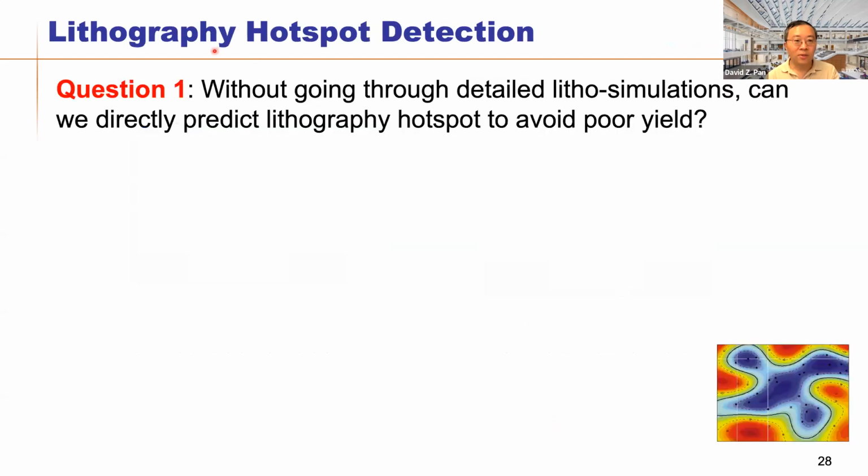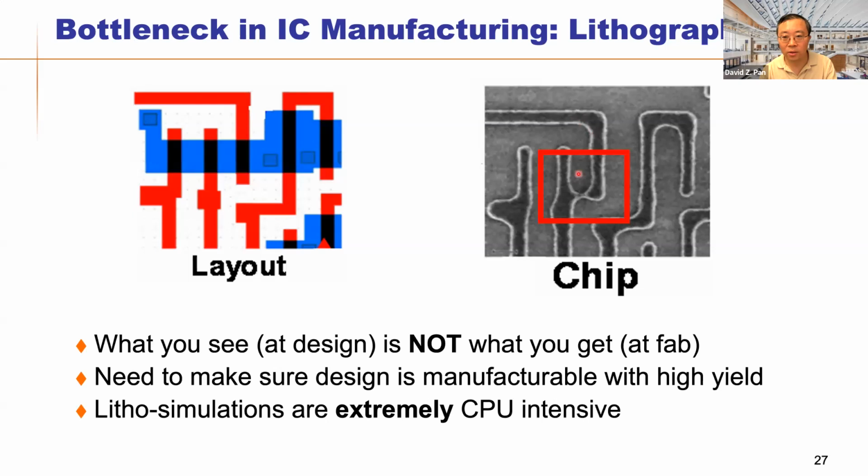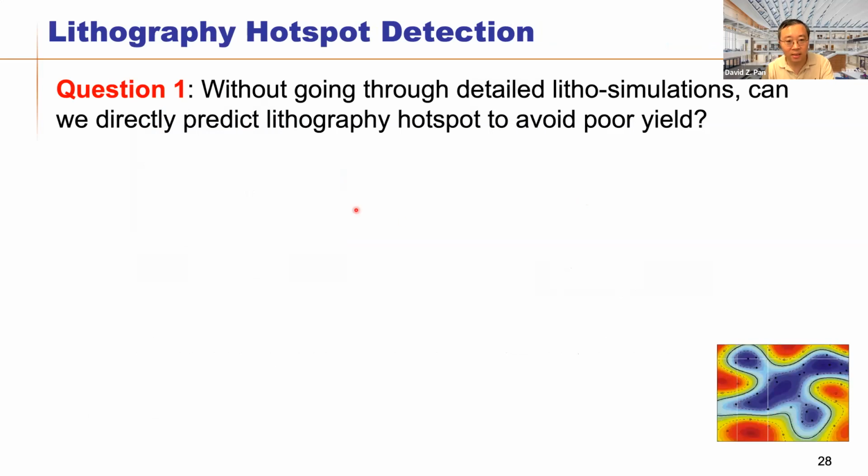So one of the key questions we would like to ask is, hey, without going through those detailed lithography simulations, can you directly predict the lithography hotspot to avoid poor yield? Okay. So essentially, rather than running this simulation, we can directly say, hey, with this, you are going to have some hotspot. So in that sense, it's a kind of classification problem.